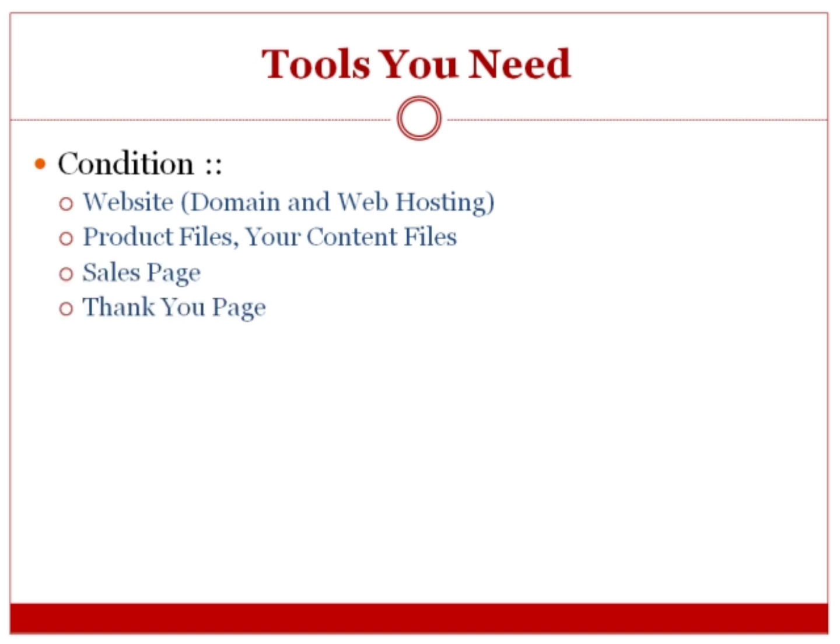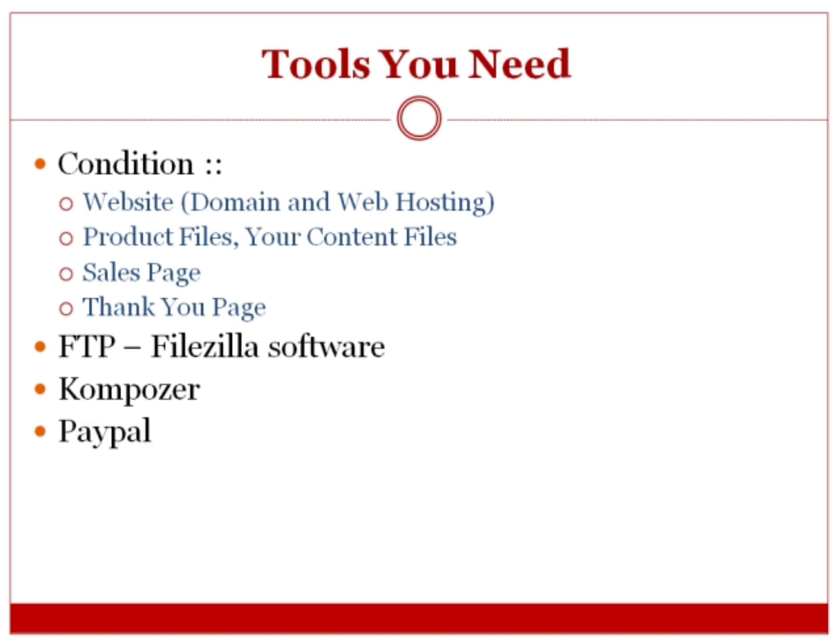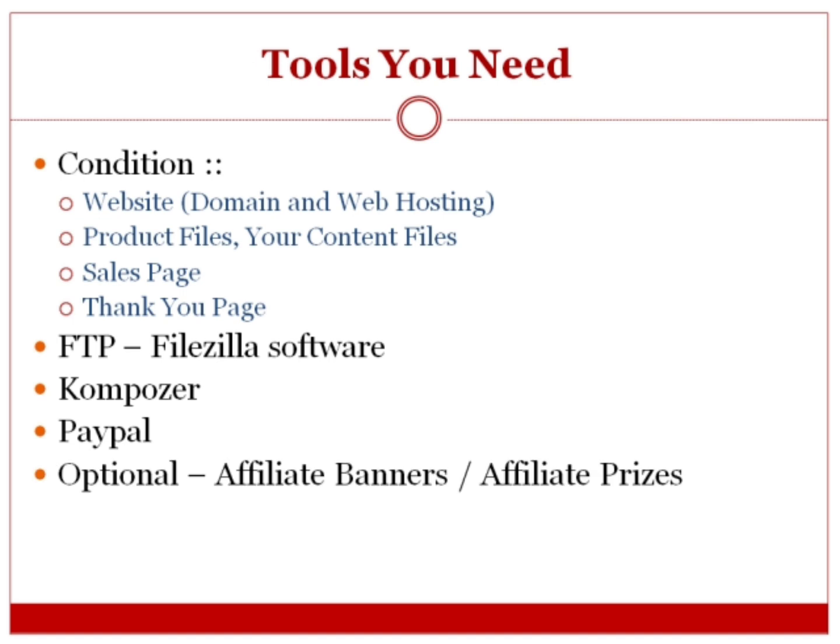You're also going to need a sales page and a thank you page. You're going to need to have access to an FTP program to upload your files to your website. And in this case, we're going to be using FileZilla software. We're going to be using a program called Composer, which is an HTML web editing tool, which will allow you to edit your sales page and your thank you page. And then of course, you're going to need PayPal. In order to use JVzoo, you must have PayPal. If you don't have PayPal, then you cannot use JVzoo because JVzoo pays through PayPal. And you do need a PayPal business account.